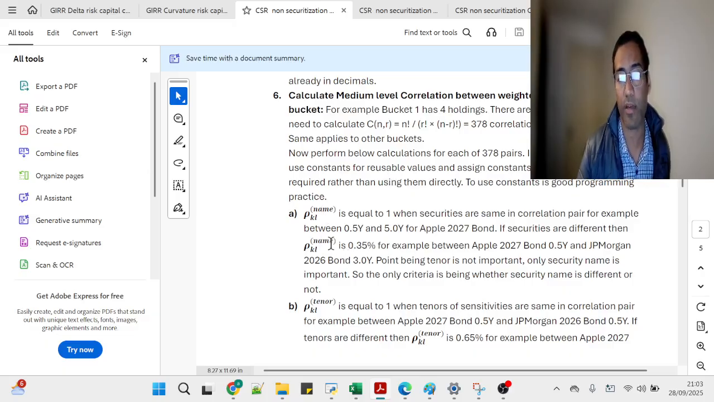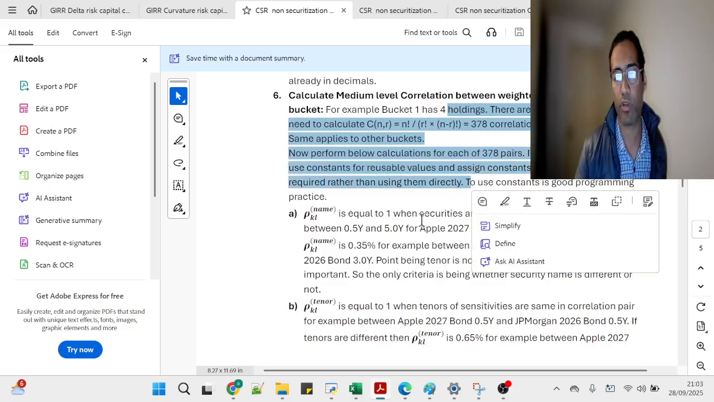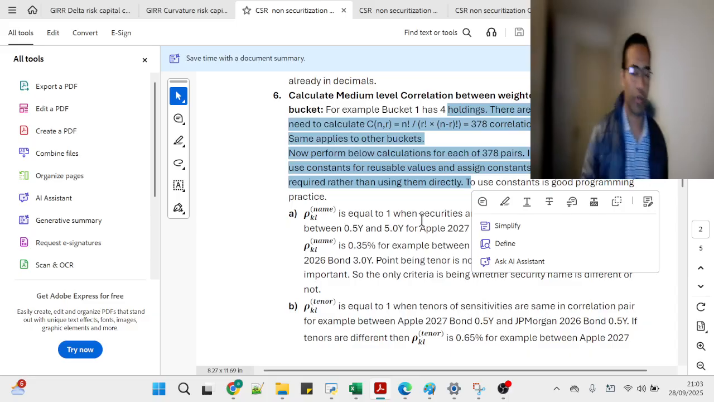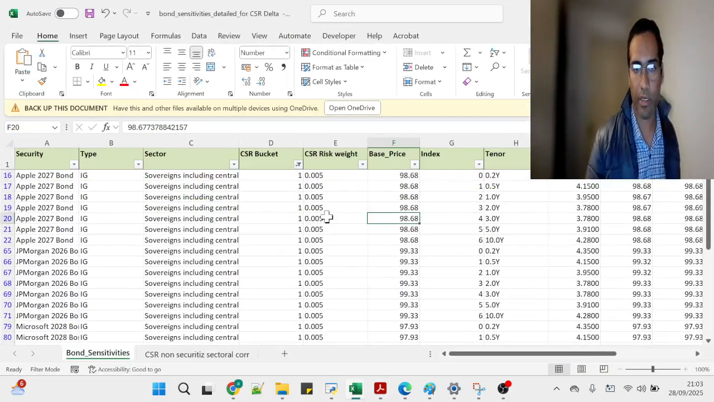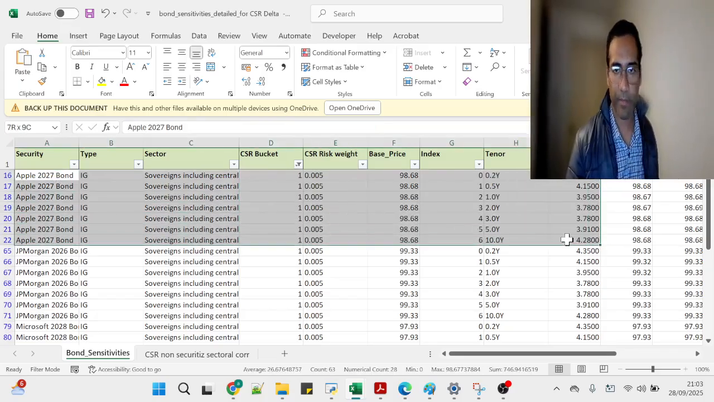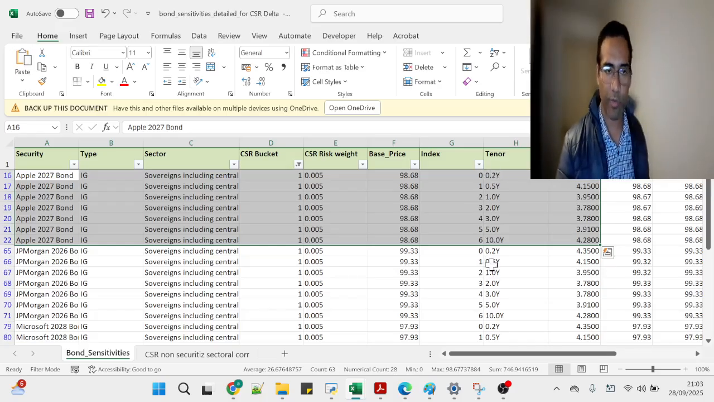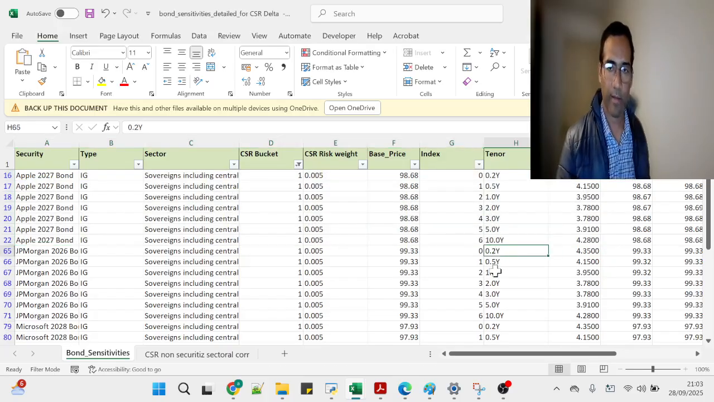The name is important. These tenors are important, and both tenor and name are important. Tenor means, my Apple bond could have, let me show you, sorry, I don't want to confuse you. Apple bond has these many tenors. So there is a 0.2y Apple bond, and there could be a 0.2y JP Morgan bond. There is a correlation between these two as well.